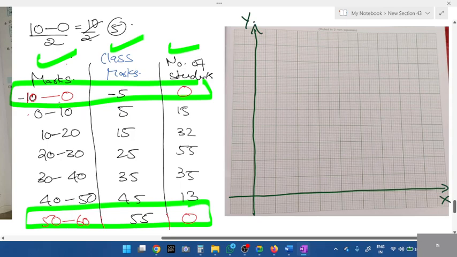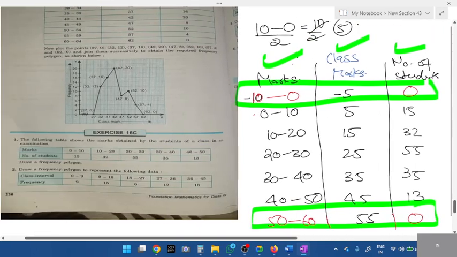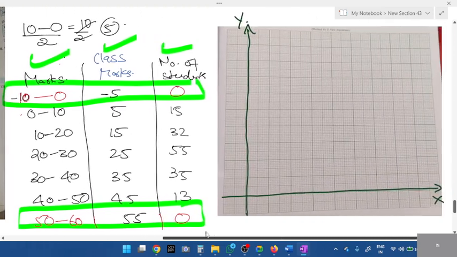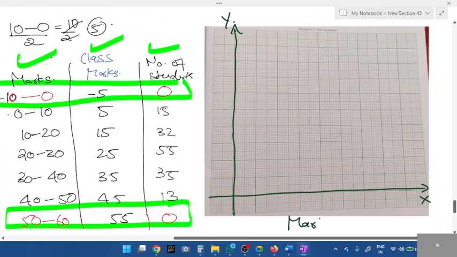The first column is always x-axis. What is given in x-axis? Marks or number of students. The first one is marks. Second one is number of students. Marks. Look here. Stop writing. First, let me complete. Later, you can start.